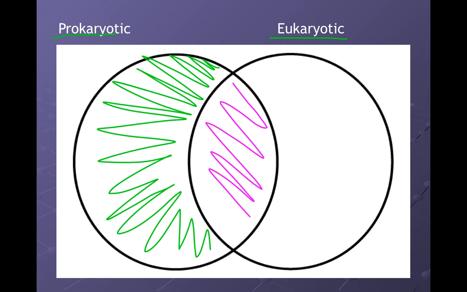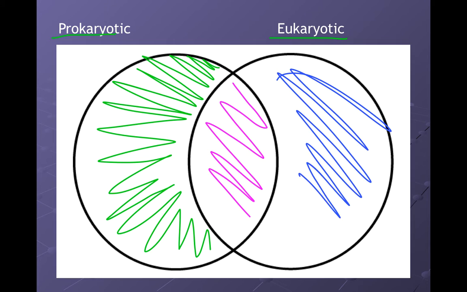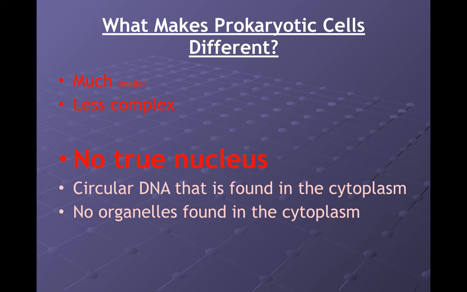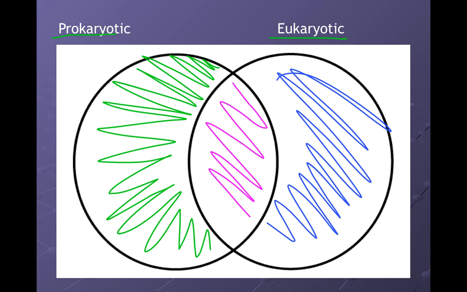And this last section would be how eukaryotic cells are unique. So I want this really big Venn diagram in your notes for this section. So what makes prokaryotic cells different? Going back to our drawing here, that would be the green section you're filling in right now.